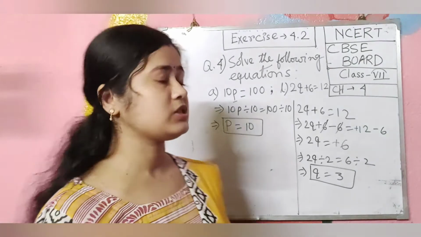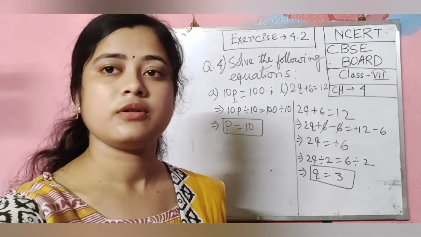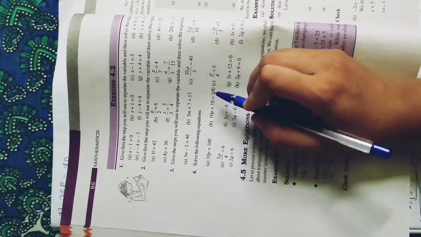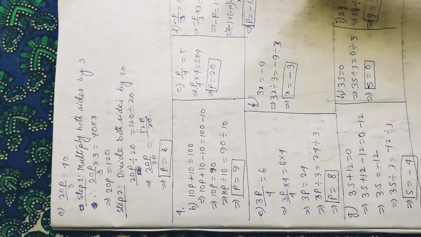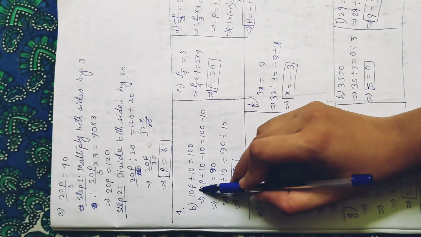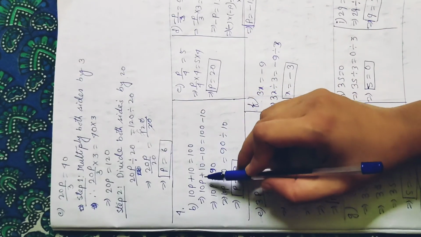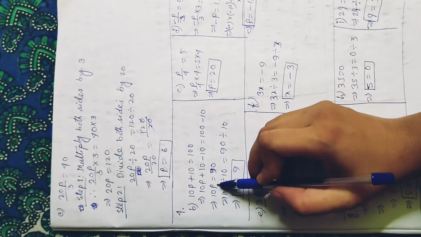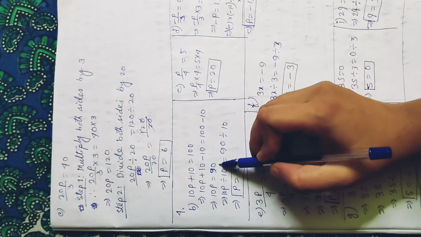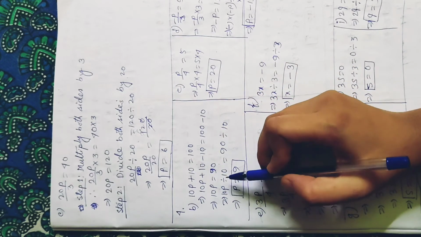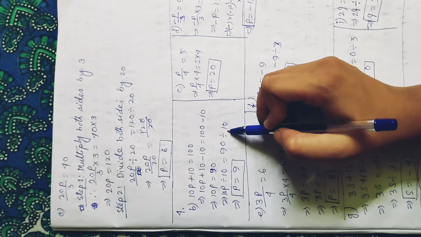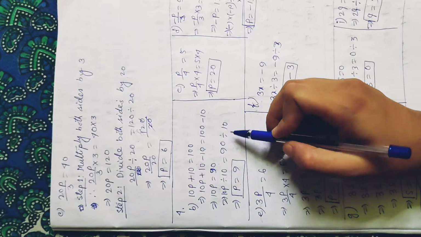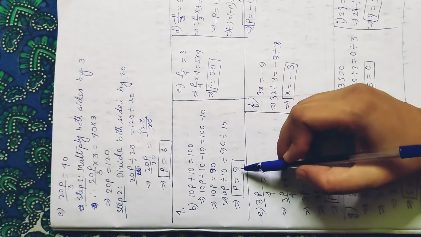Now I will discuss question number 4, all question answers. Question number 4, the second question is what? 10p plus 10 equals to 100. Okay, see here I already wrote the answer. 10p plus 10 equals to 100. Plus 10 opposite is minus 10 on both sides. So the answer is 10p equals to 100 minus 10 is 90. 10 here is multiplication, opposite is divided by 10 on both sides. 10p divided by 10, answer is p, and 90 divided by 10 equals to 9. So p value is 9.